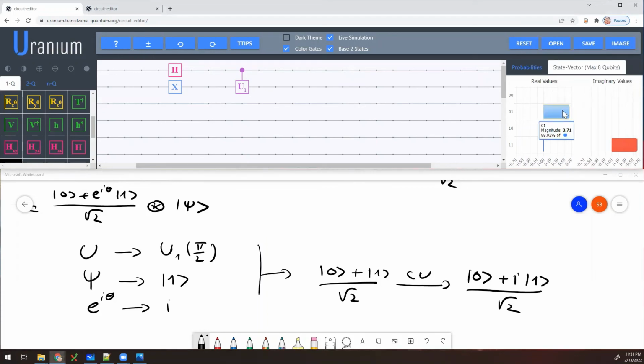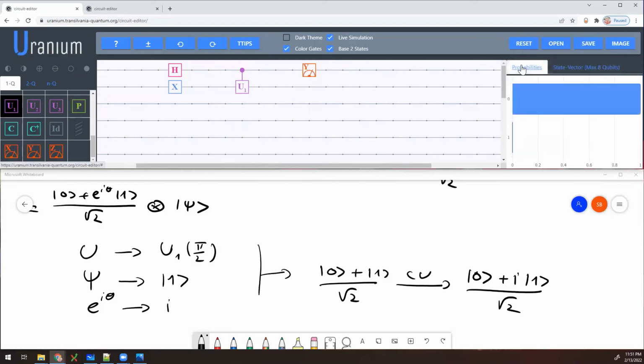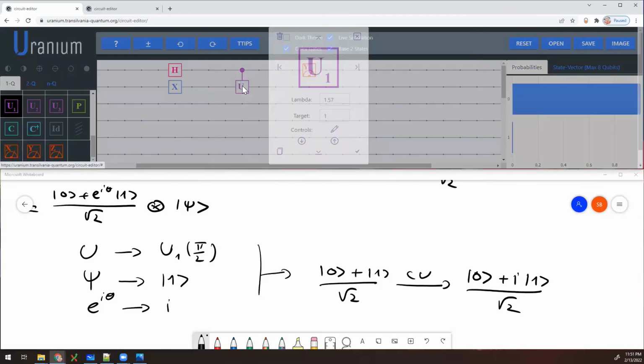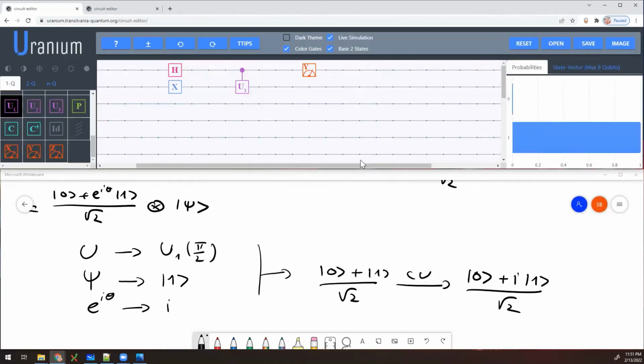We can kind of see this in the state vector representation, but if we measure in the Y basis, this should be 0. And it is. And if we change lambda to minus pi over 2, this should get to 1. And it does. So there you have it. Now you know how to set an arbitrary phase to any term of a superposition. That is phase kickback. Thanks for watching.